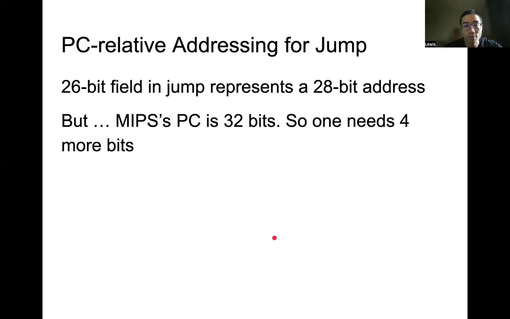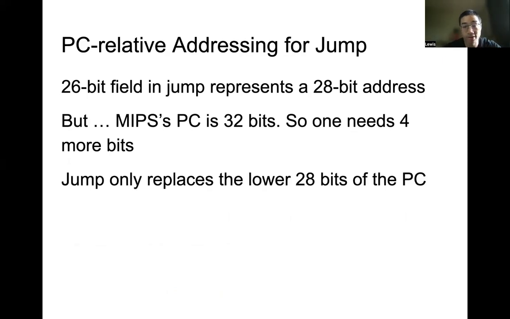Now for jump, remember we have this 28-bit address, but the program counter inside MIPS is 32 bits. So we somehow need 4 more bits somewhere. And this design is actually very simple. When we call a jump instruction, it only replaces the lower 28 bits of the PC.